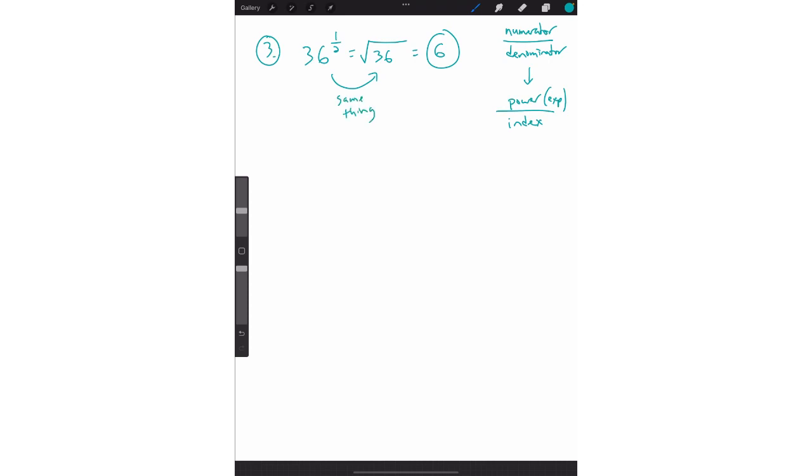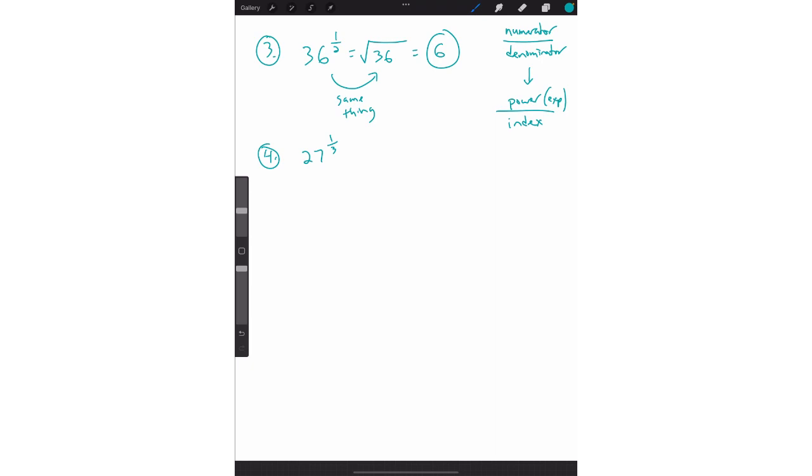Okay, so when you have a 1 up above there, that's going to be the power, and 36 to the first power is just 36. 9 to the first power is 9. X to the first power is x. All right, so if we move on to number 4, number 4 is 27 to the 1/3 power, right?